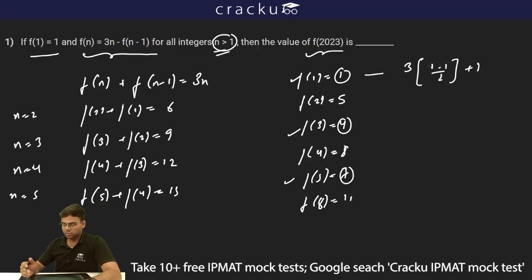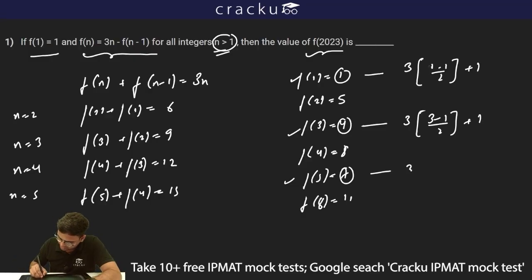Because if n is equal to 1, 1 minus 1 is 0, 3 into 0 is 0, and 0 plus 1 is 1. Similarly, this 4 can be written as 3 into (3 minus 1) by 2 plus 1. So this will be equal to 3 minus 1 is 2, 2 divided by 2 is 1, so 3 into 1 plus 1 is 4.